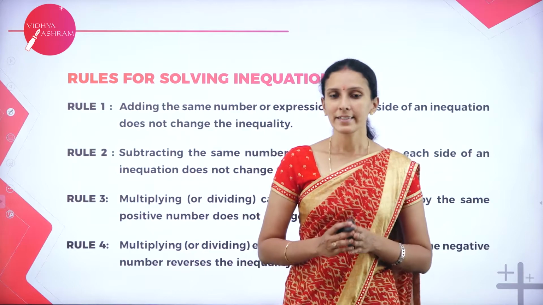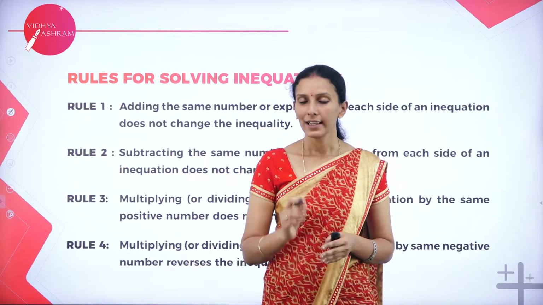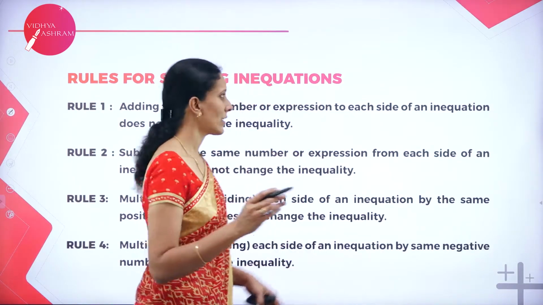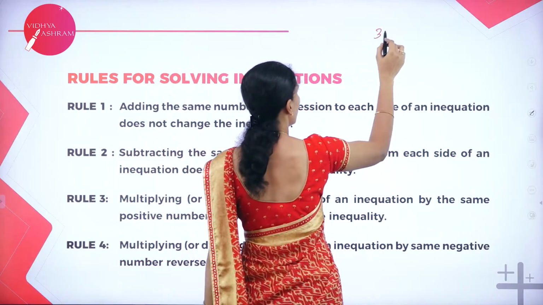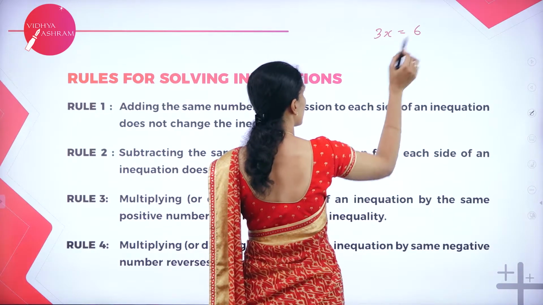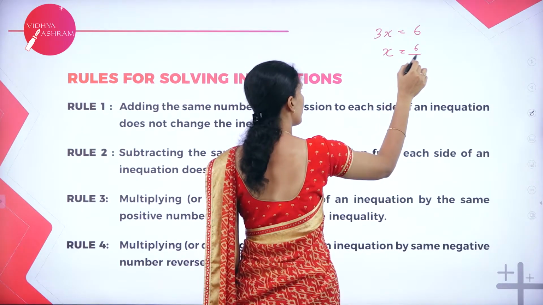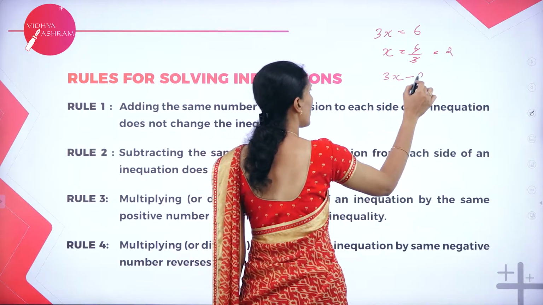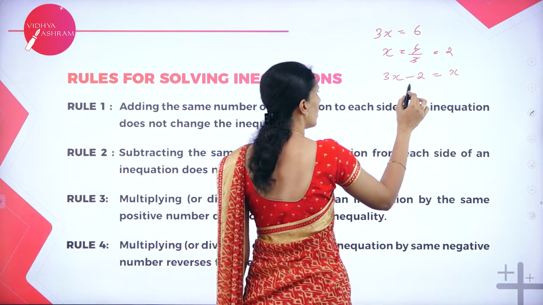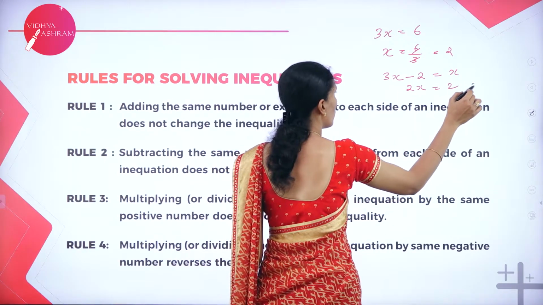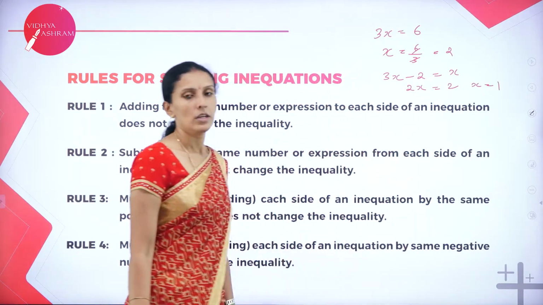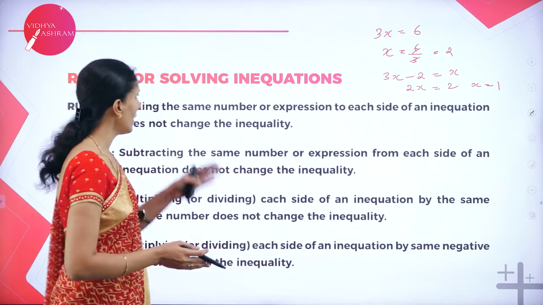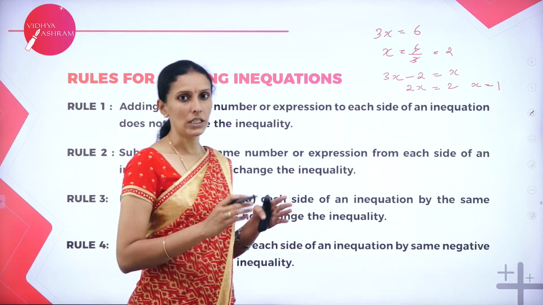Now the next thing is we are going to solve linear inequalities. We know how to solve an equality. For example, whenever an equation is given, 3x is equal to 6, then we would write 3x divided by 3 is equal to 2, so x is equal to 2. Or if 3x minus 2 is equal to x is given, you can write it as 2x is equal to 2. This implies x is equal to 1. So like this you are going to solve an equality. But how to solve an inequality? We have certain rules for that.